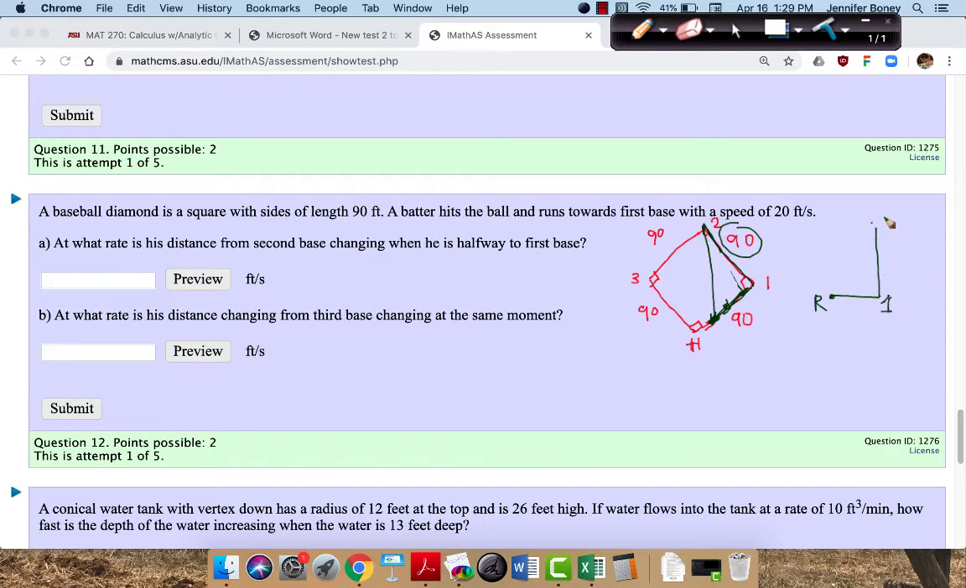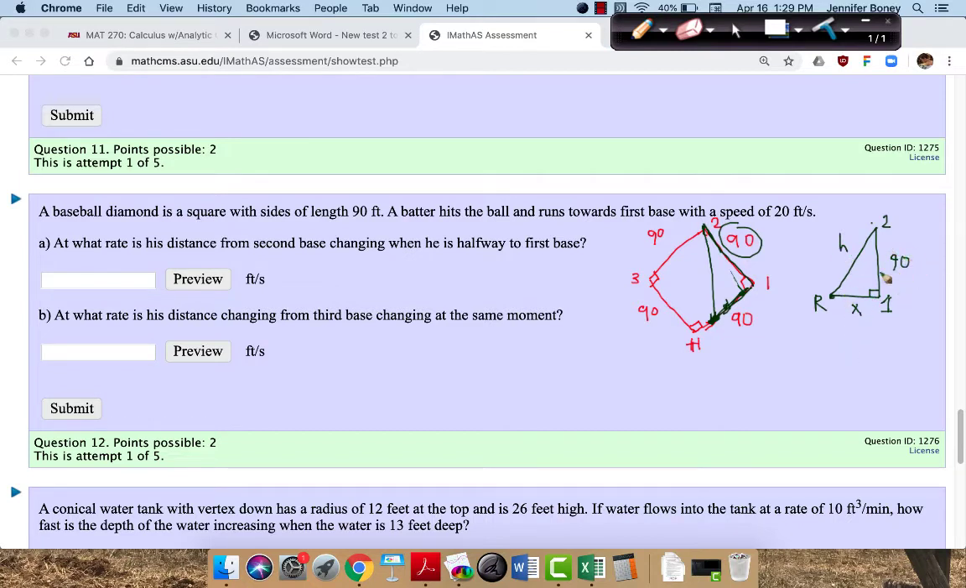And then, well, first and second base is always 90 feet. That's not changing. But the distance between the runner and second base is changing. So let me call this X since I have it going horizontal, and I'll call this H for hypotenuse. So X and H are both changing.